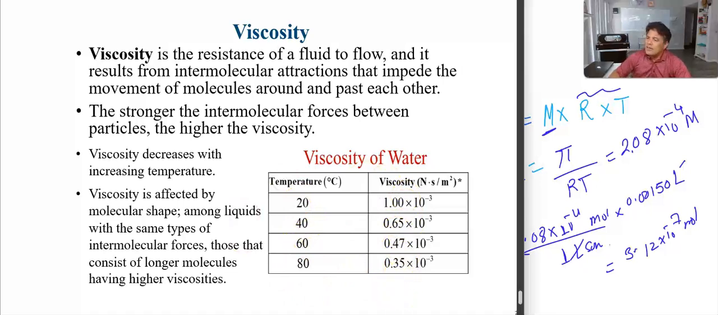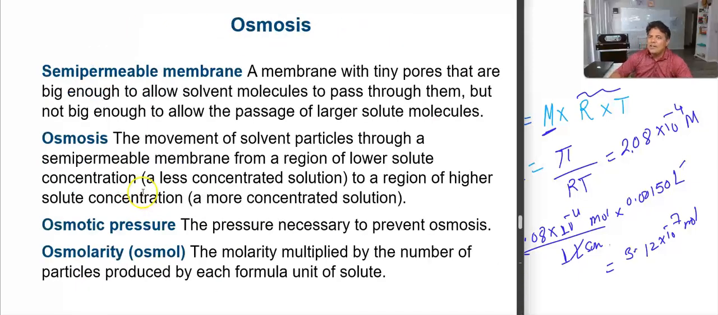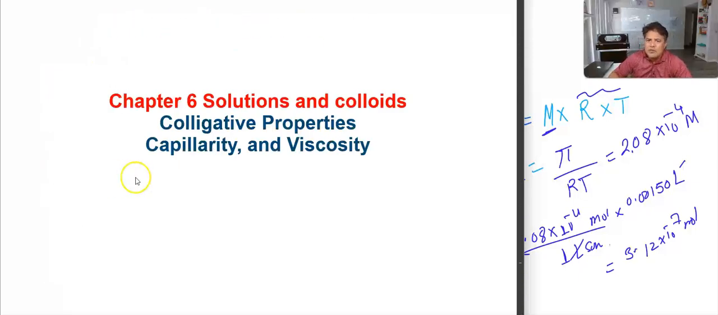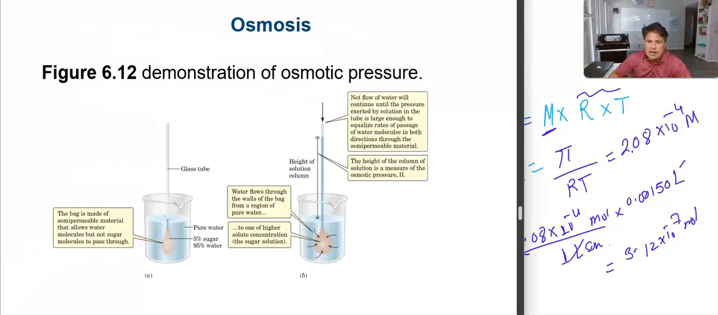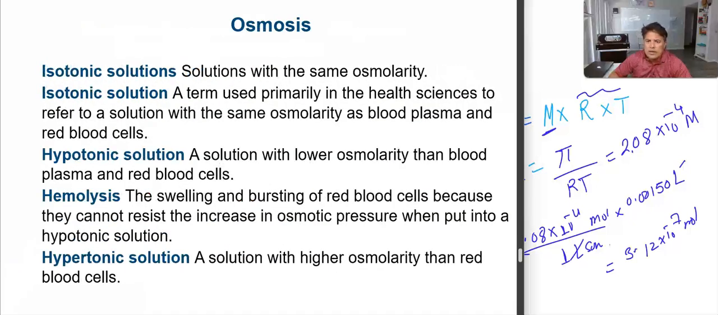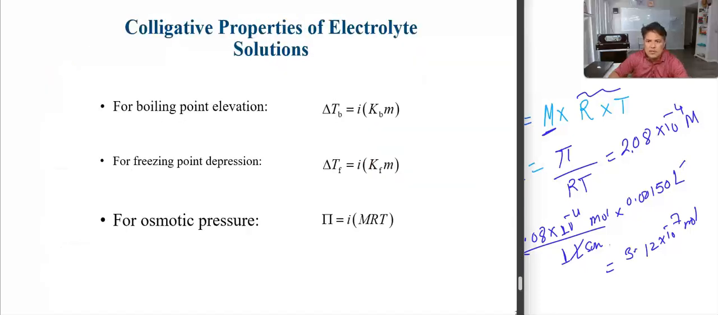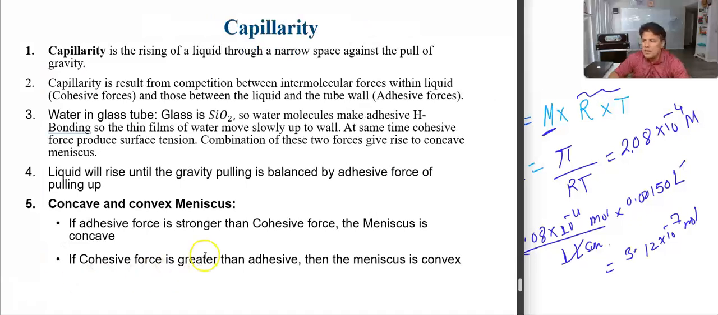So that's it. We have finished chapter 6. So chapter 6, colligative property, very important property. We have studied that, and we have studied the viscosity also, and that's it for today. And we have the osmosis also, and hemodialysis, viscosity, and let's see that capillarity.